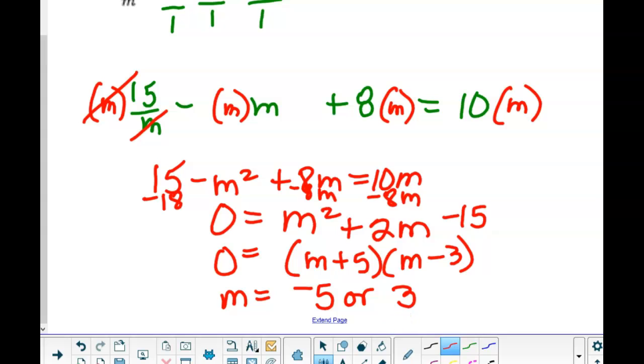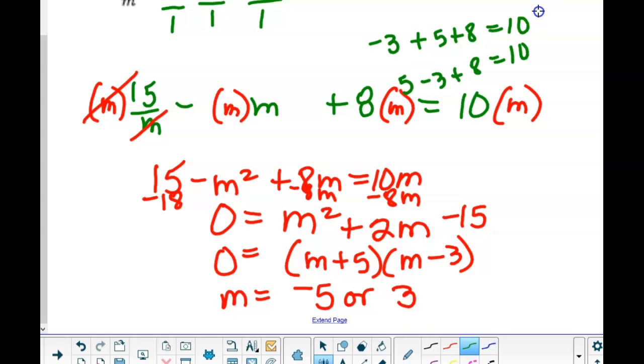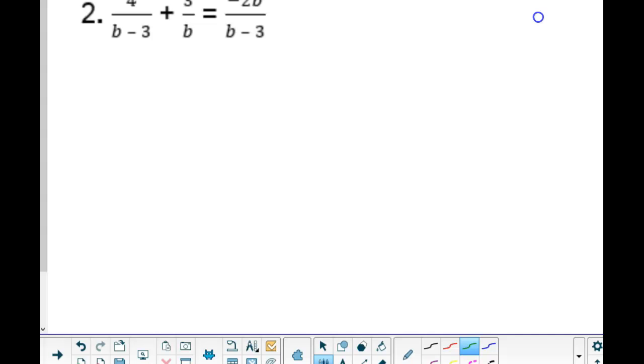Either one of those I have to throw away? Nope. Okay. You should take time to check them. If you do put in a negative 5, you get negative 3 plus 5 plus 8 equals 10. Does that work, guys? 13, yeah, that works. If you put in a 3, you get 5 minus 3 plus 8 equals 10. Does that work as well? Okay. All right, here we go.